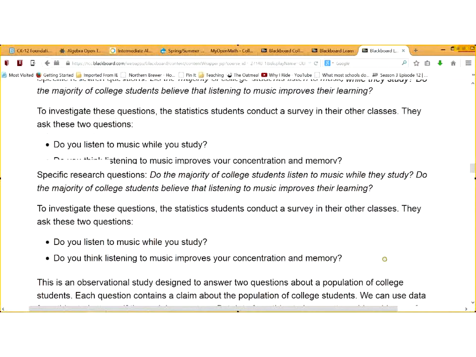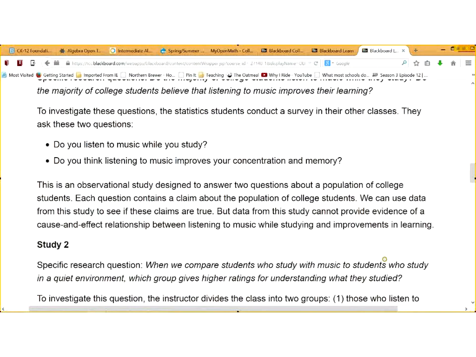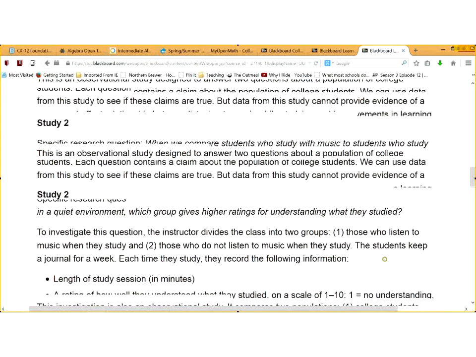Okay, so there are specific questions like, do you listen to music while you study, and do you think it improves your concentration and memory? So that's an observational study, and they're answering questions. But now look at this one.